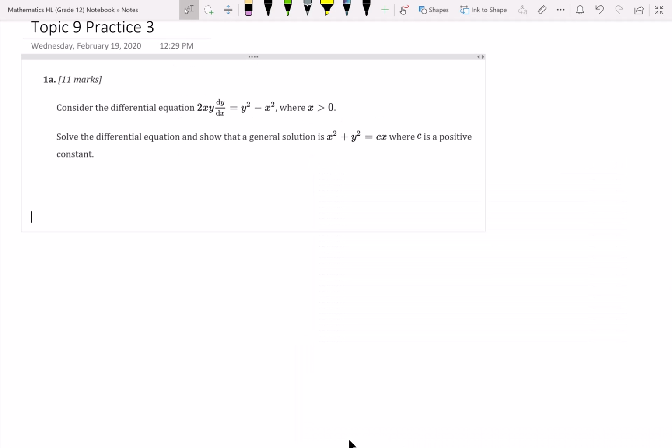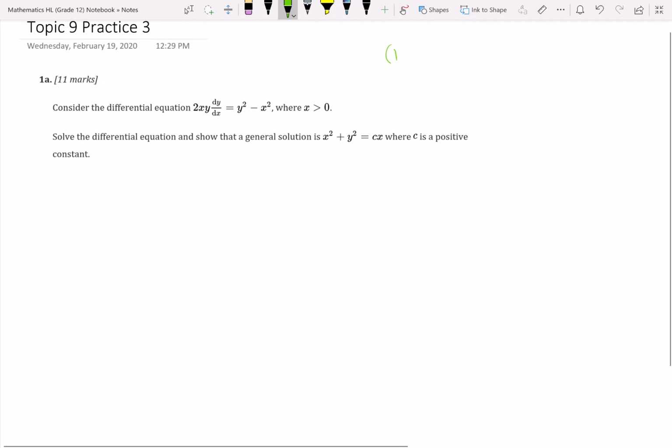Hey guys, in this video we'll be going over problem 1 from the practice topic 9 problems. We're given a differential equation, which again just means there's a derivative involved in there, and we're trying to solve it, meaning we're trying to integrate. The methods we know for doing this are separation of variables.